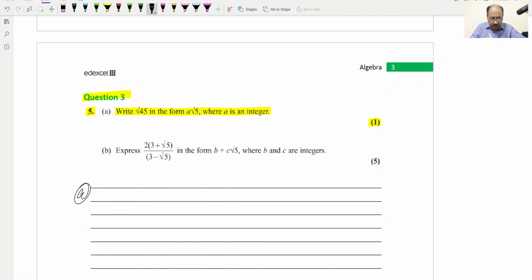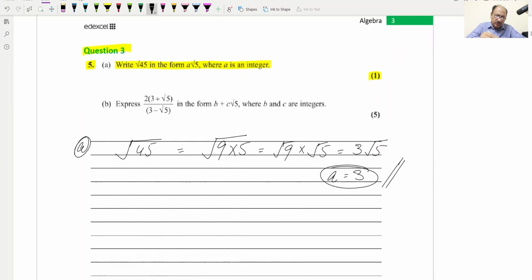So in part a, we can write root 45, which is given, as root of 9 multiplied by 5. This can be written separately as root 9 times root 5, and finally root 9 will be 3, so 3 root 5. This is an integer value, and this is also done. I have explained the 1 mark part properly, I think.